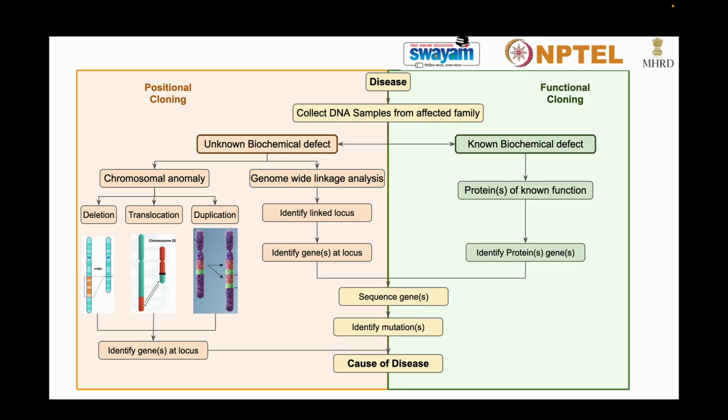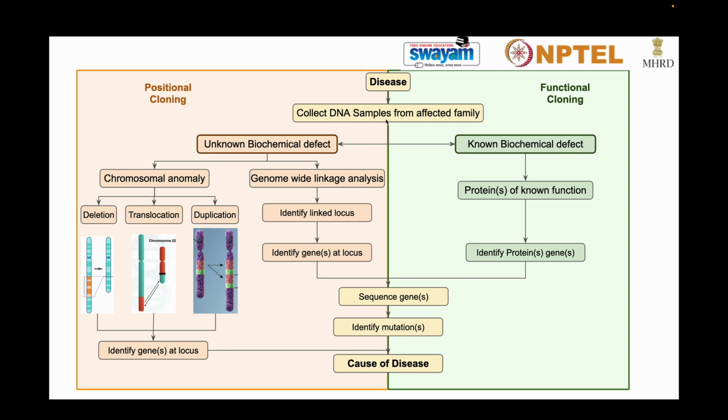Now let's see two of the main methods. There are two main methods: one is positional cloning and one is functional cloning. This is to identify the cause of the disease. For example, a human is suffering from a certain disease. Then we can perform these two types of cloning depending on the information that is in our hand.